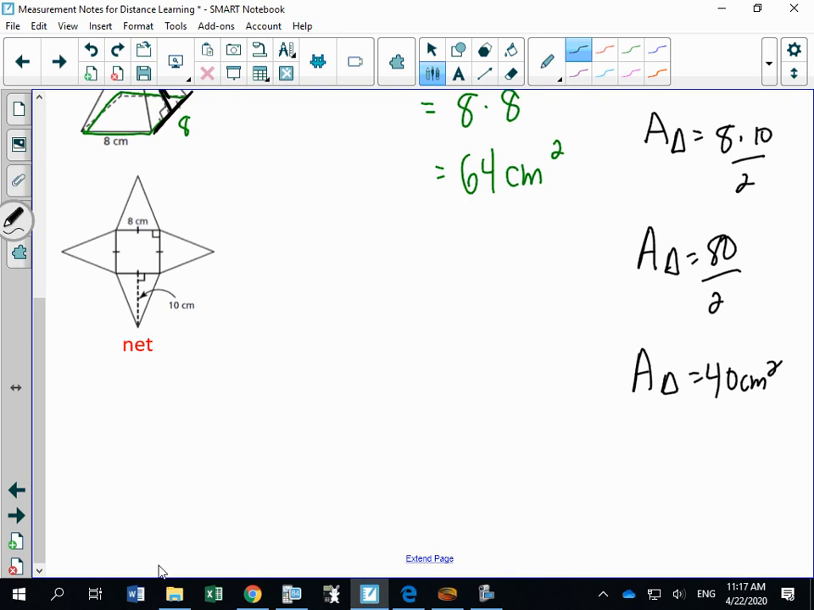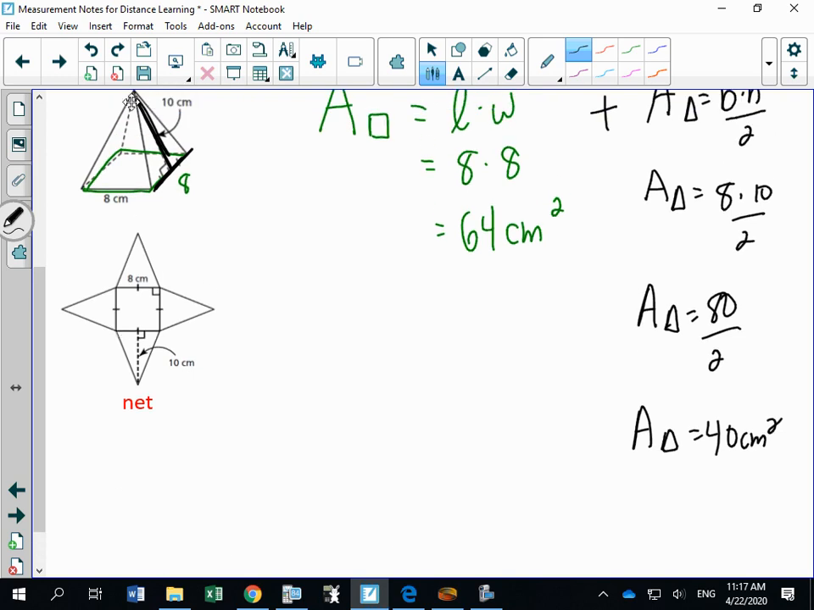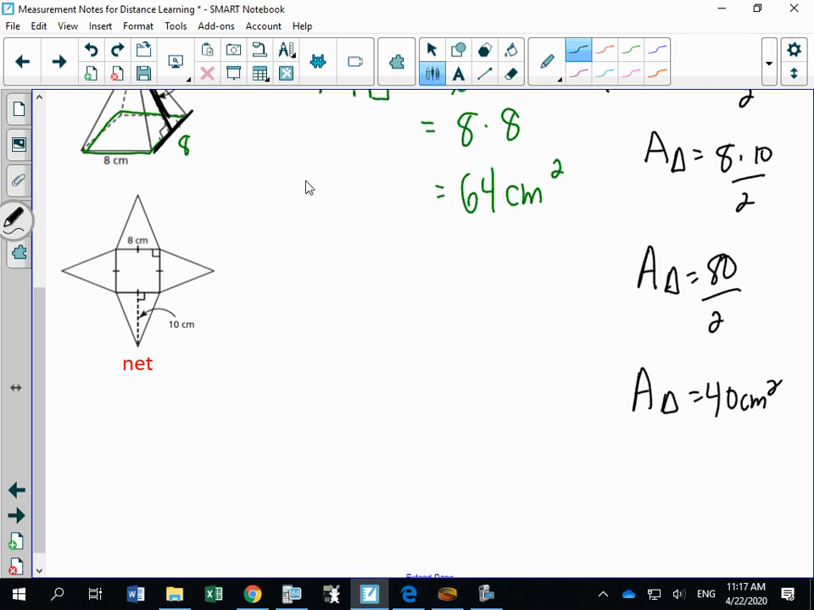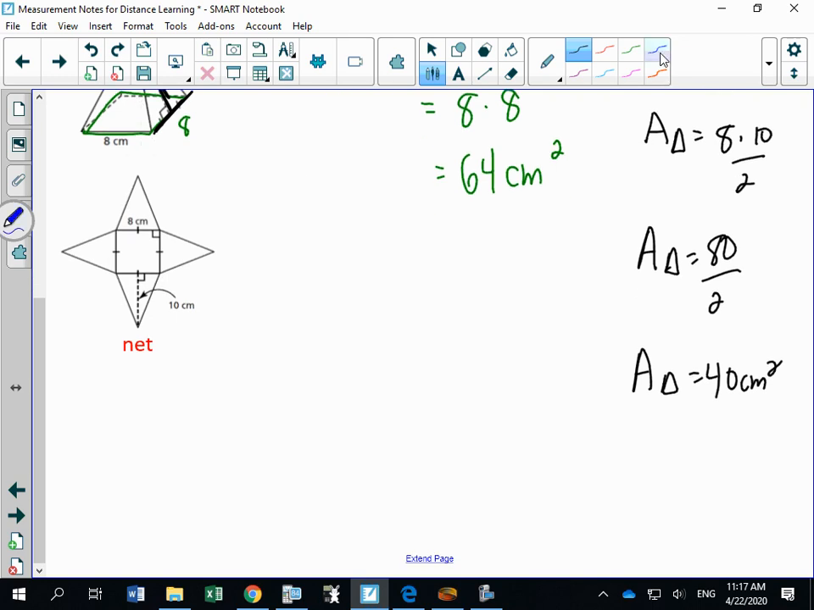You need to ask yourself, how many triangles are you painting if you're painting this 3D object? And you should say that there's 4 of them, right? So there's 4 triangles. So 4 times the area of one triangle is 4 times 40. And the area of 4 triangles is 160 centimeters squared.